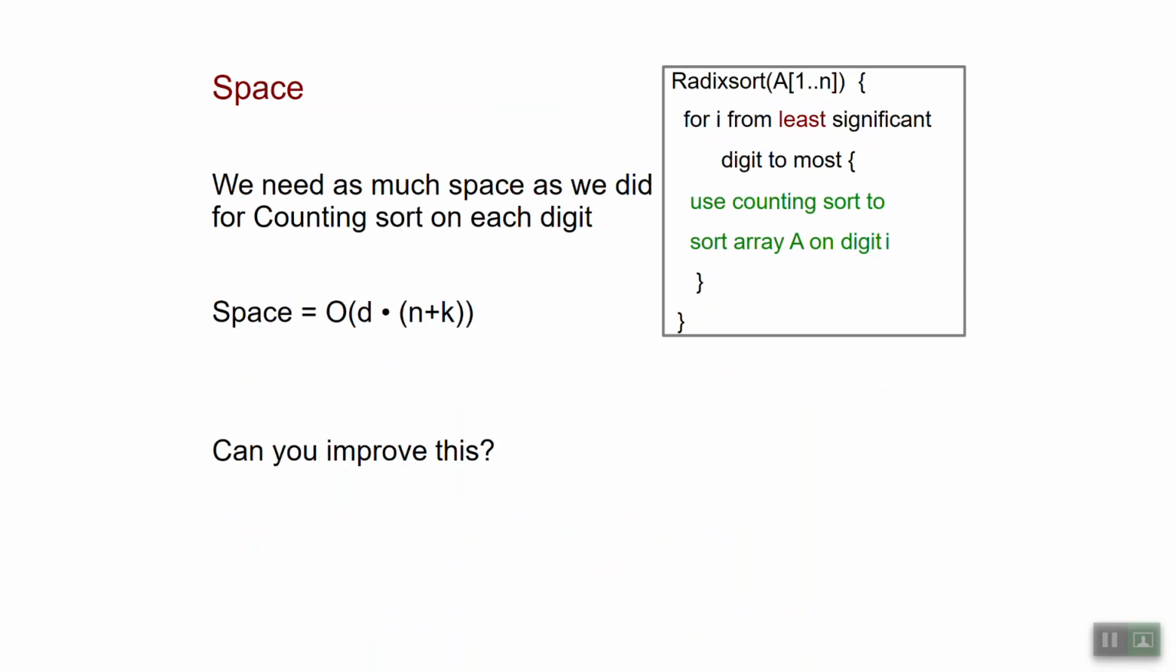Let's finally also consider the space of Radix sort. And well, we need as much space as we need for counting sort on each digit, and that was n plus k. So naively, we do this d times, so the space is order of d times (n plus k). But this is a very loose count. You can improve on this. And the idea to improve this is that you can reuse the space across digits.